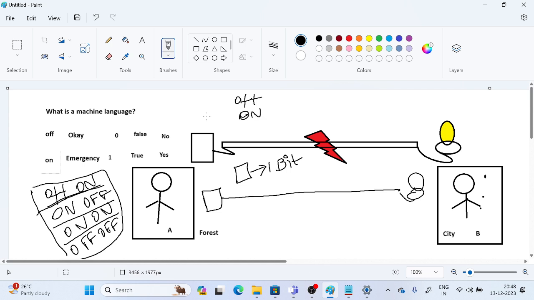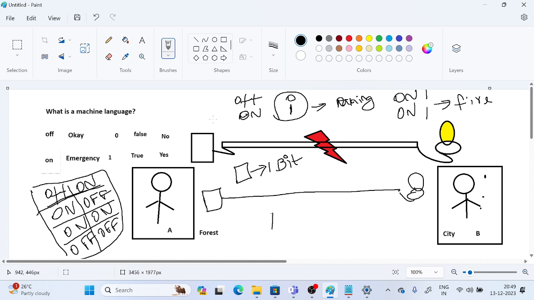If the second switch is on, the person living in the city can understand that if the output is 0, 1, he can keep a different code word for this. Instead of just emergency, you can also add another code word like raining. If it is on, it's like 1, 1, and you can use a code word like forest is under fire. So we have optimized the communication by increasing from 1 bit to 2 bits.